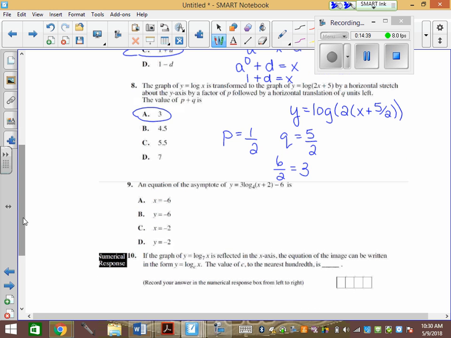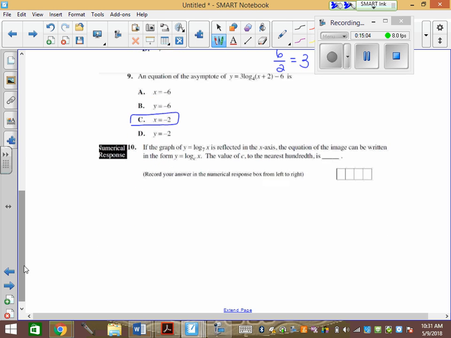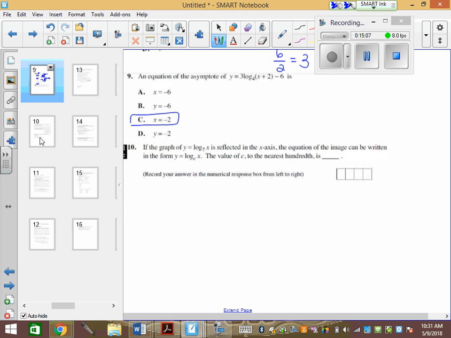Okay. Number 9, an equation of the asymptote. What affects the asymptote in this entire equation for a log? Which means it's 2 to the, so what's it going to be? X or Y? X, because it's with the X. Yay. Okay?